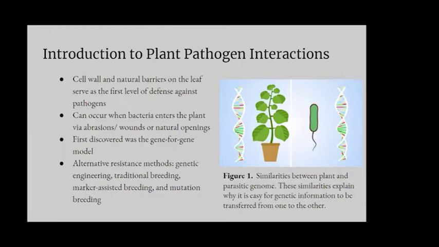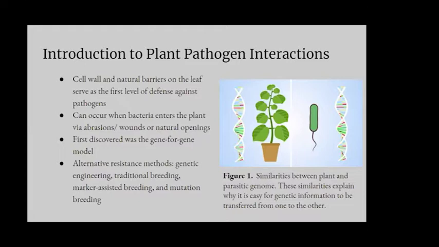Plant-pathogen interaction was first discovered as a gene-for-gene model. This model explained that with every resistance gene in the plant, there was a matching one in the parasite. It was found that the resistance genes work in coordination with each other to build the plant's defense system. This was evidence that plants have a genetic defense system and a physical defense system against pathogens.